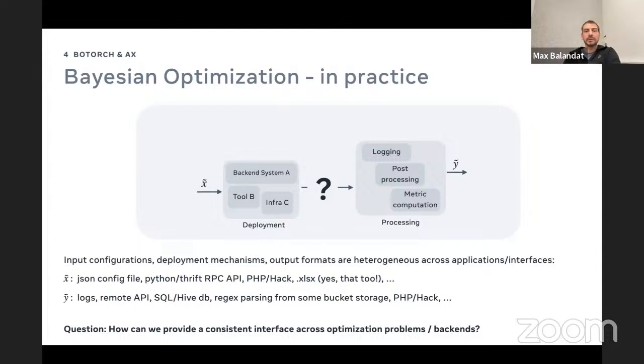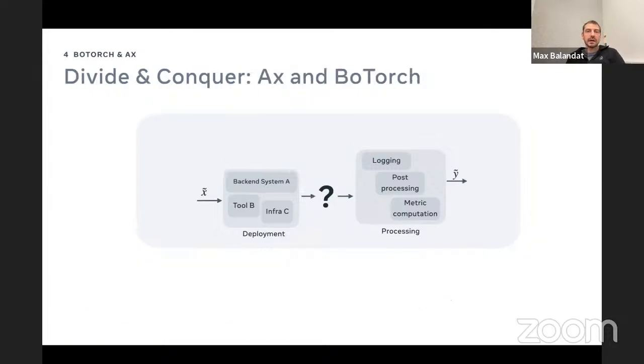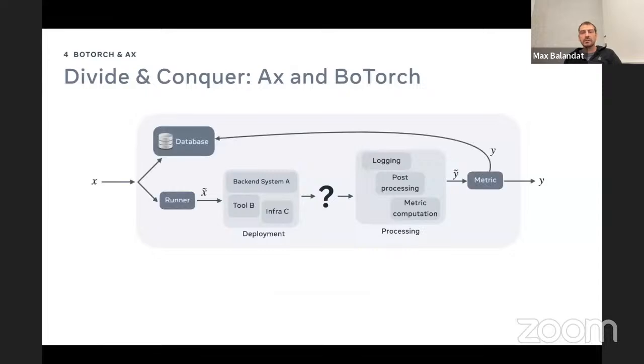So, the idea is you have different kinds of backend systems that you want to deploy to in practice, whereas the basic optimization loop is the same from a modeling perspective, right? And so how do we come up with an interface across optimization problems and backends that can handle this? We essentially took a divide and conquer approach. On the side of the actual problem, make it easily addressable by folks. We have a number of abstractions that make things easy to handle that allow you to use Bayesian optimization for different kinds of backends.